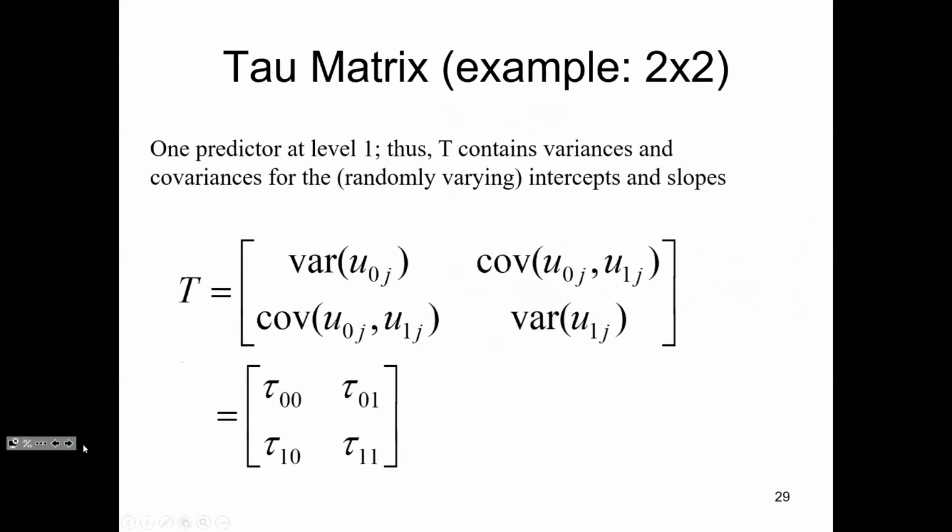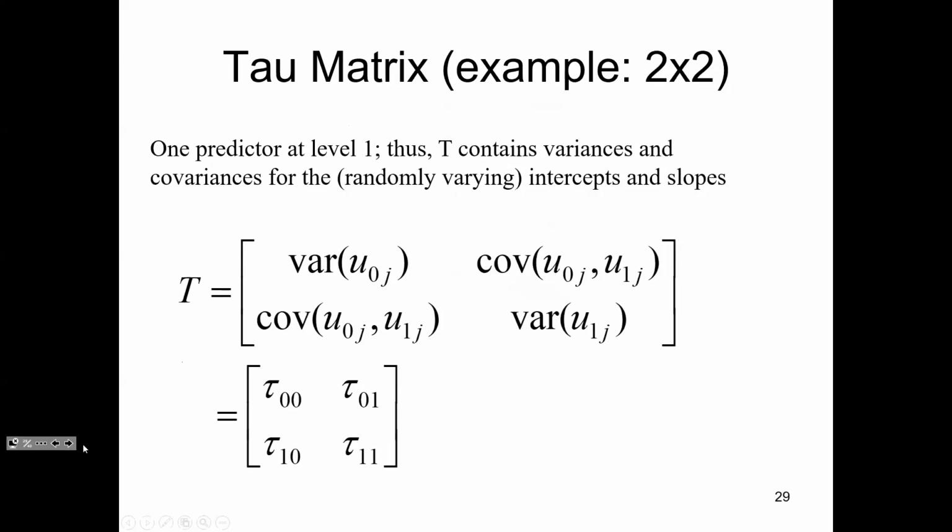There we go. Here's my tau matrix. What that looks like is I have a tau matrix where I'm estimating the variance in U sub naught j, that's tau naught naught. I'm estimating the variance in U sub 1j, that's tau 1 1, and I'm estimating the covariance between these two, that's tau sub 1 naught or tau sub naught 1, whichever you want to call it. And this is what we would call an unstructured tau matrix, because we're estimating all of the off-diagonal elements.